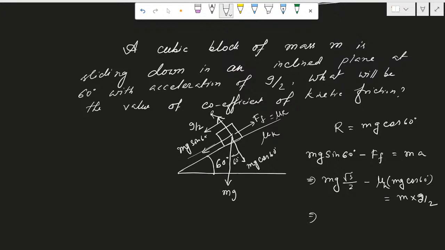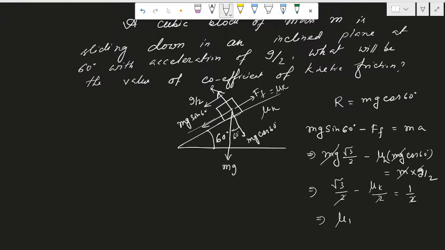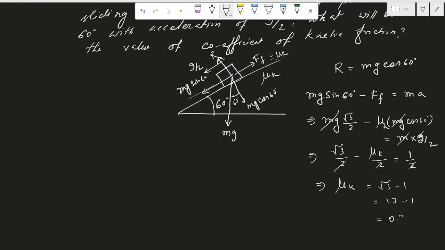So now I can cancel out all mg's, and here we have root 3 by 2 minus mu k cos 60, which is half, so mu k by 2, and here it is half. Again, all 2's can be cancelled, and then directly mu k is equal to root 3 minus 1. Root 3 is 1.7 something, minus 1, so approximately it is 0.71 something. This is the value of mu k.